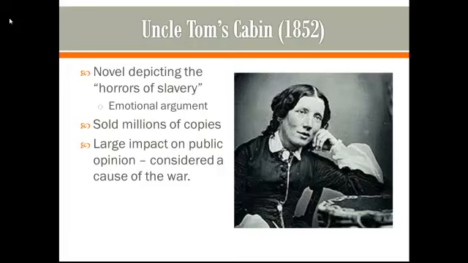It was a novel that depicted the horrors of slavery. It's a very melodramatic book. Parts of it are actually not even accurate. But she makes a very strong emotional argument, getting you to be invested in these characters, these slaves, and then kind of pulling on your heartstrings as they go through this horrible tragedy. It becomes one of the most popular books of the era. She sells millions of copies in a time where there weren't even that many Americans, only 32 million Americans.